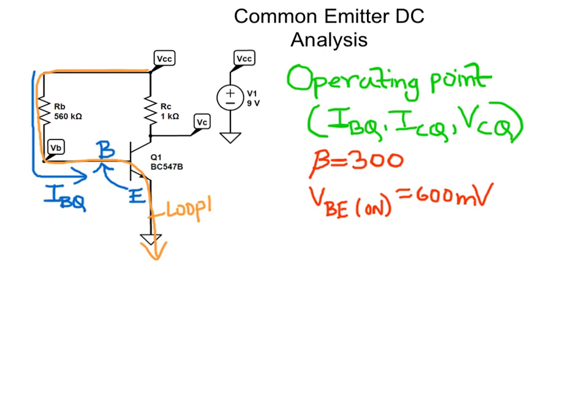By applying KVL across loop 1, we can write VCC equals the voltage dropped across this resistance, which is IBQ RB, plus the voltage across the base emitter junction, which equals VBE on.